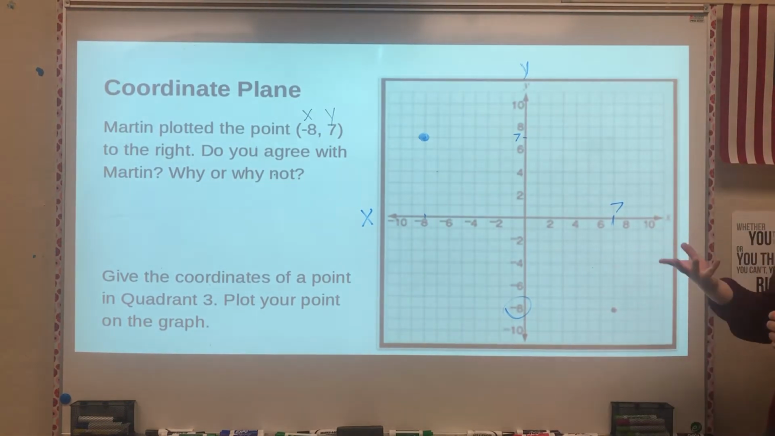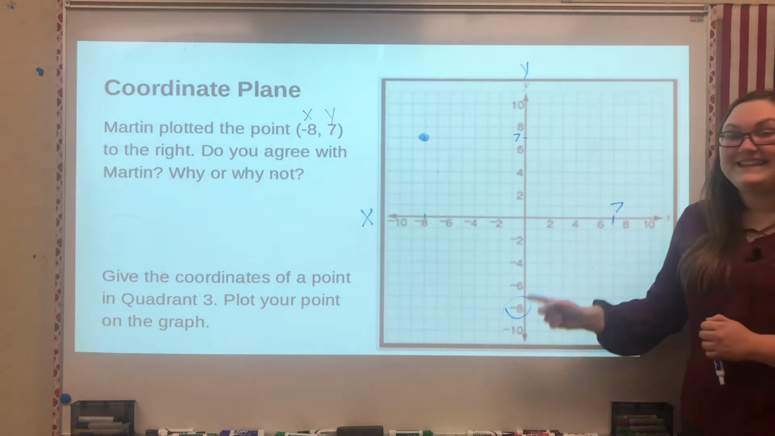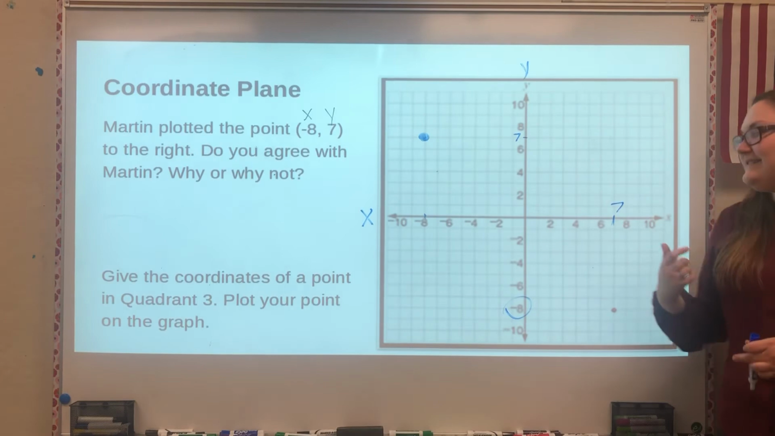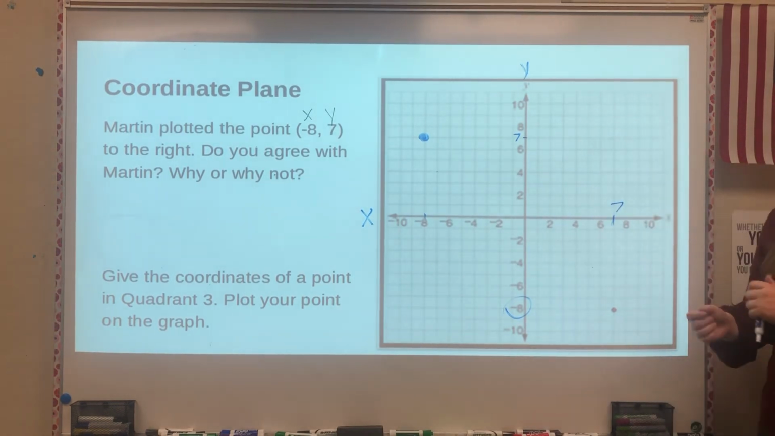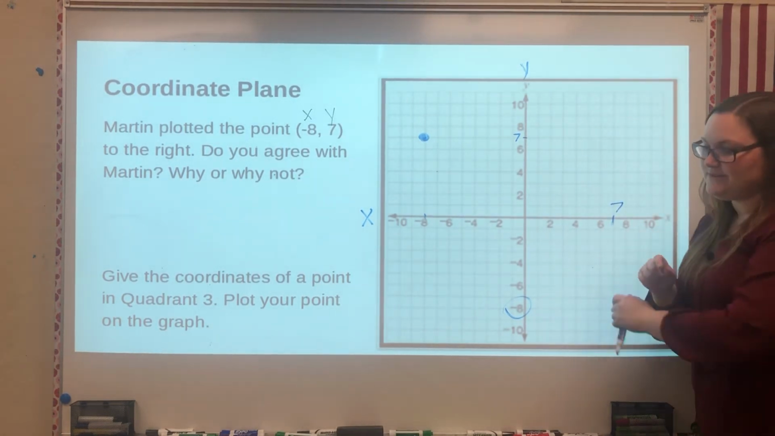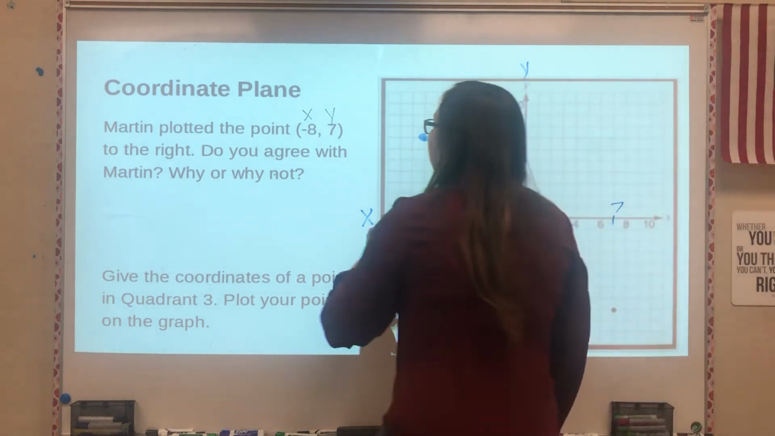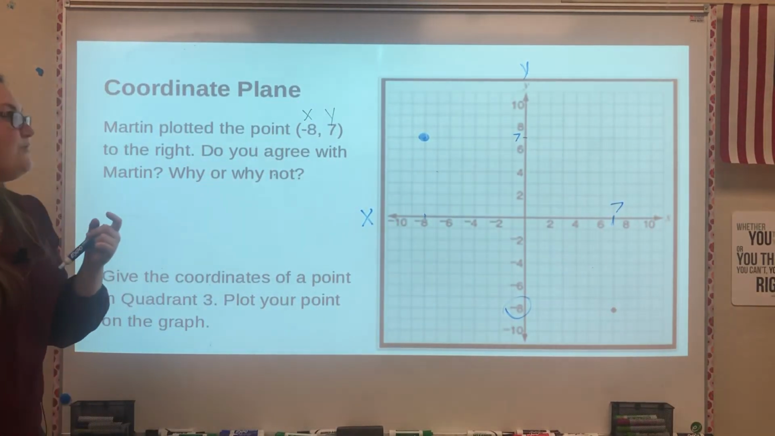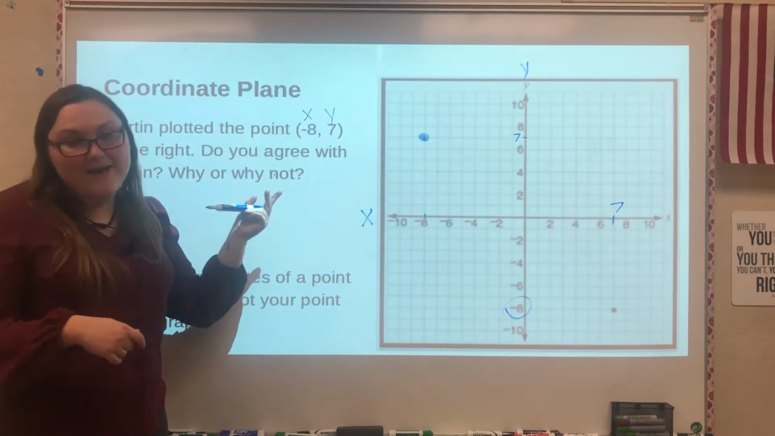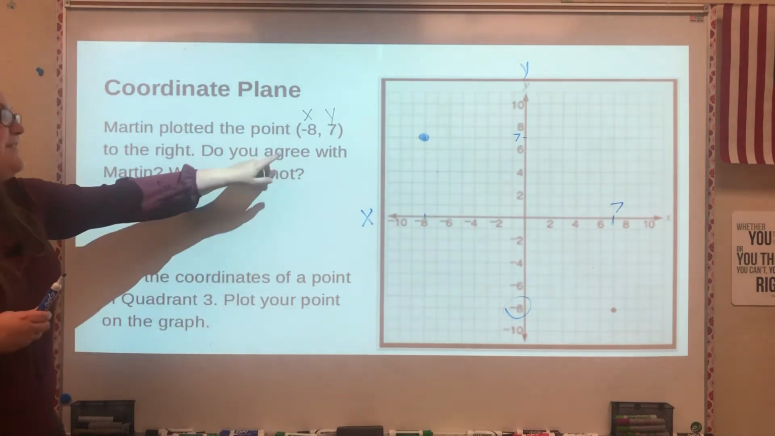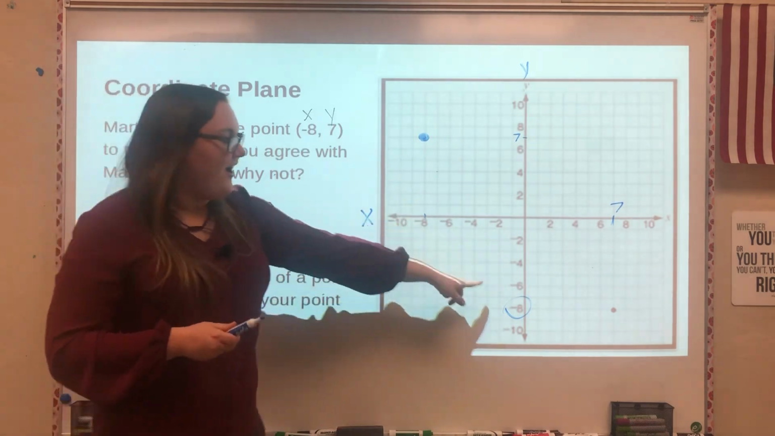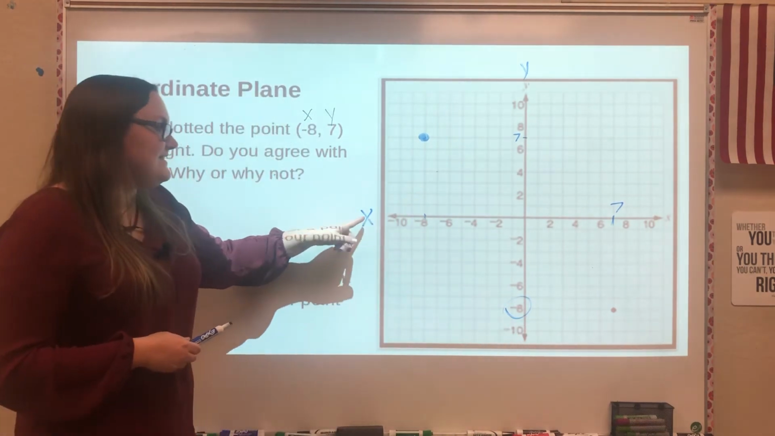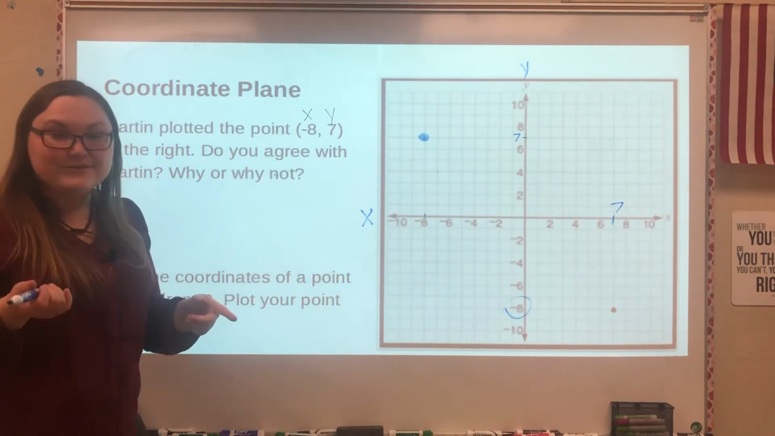But to be more specific why you don't agree, you can just say it's not in the right spot, but see if you can try to find exactly what the mistake he made is. It's not like he just randomly put down a point. He got these numbers backwards. So you could say something like, he switched his x and y coordinate. You could say he got the numbers in the coordinate backwards. You could say he put -8 on his y-axis instead of his x-axis. Any of those would be good.